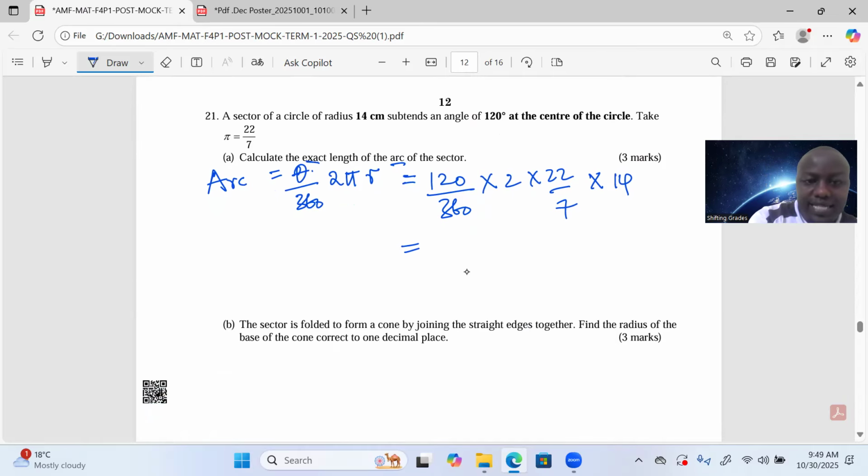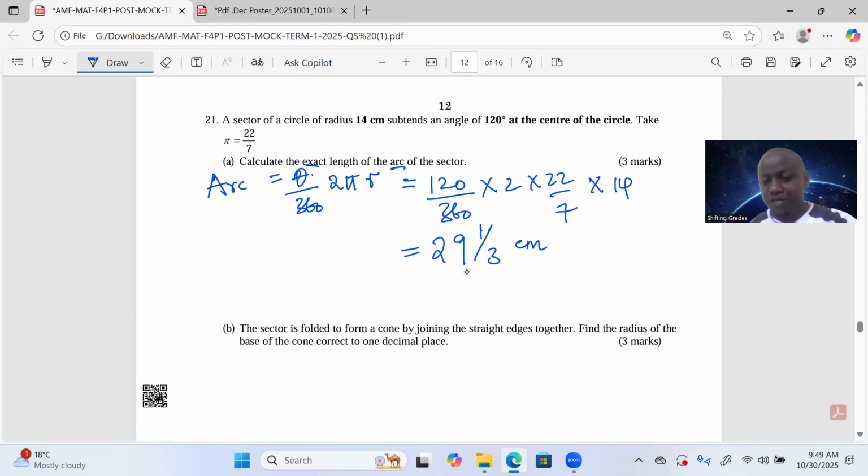The meaning of the word exact. 29 1/3 centimeters. Now, the meaning of the word exact means you're not supposed to round off the answer. If it is not an exact value, then write the decimal. If not so, then you would have written 29.33, but now you show that the 3 is recurring. That will be another way of making sure that it is exact.